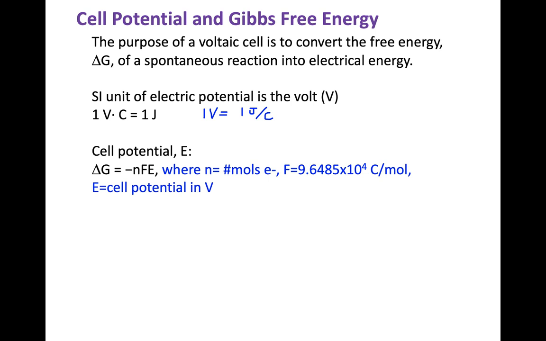So note here that if we have a positive potential, we will get a negative free energy change. So that would be a spontaneous reaction. So a positive E will give us a negative delta G.